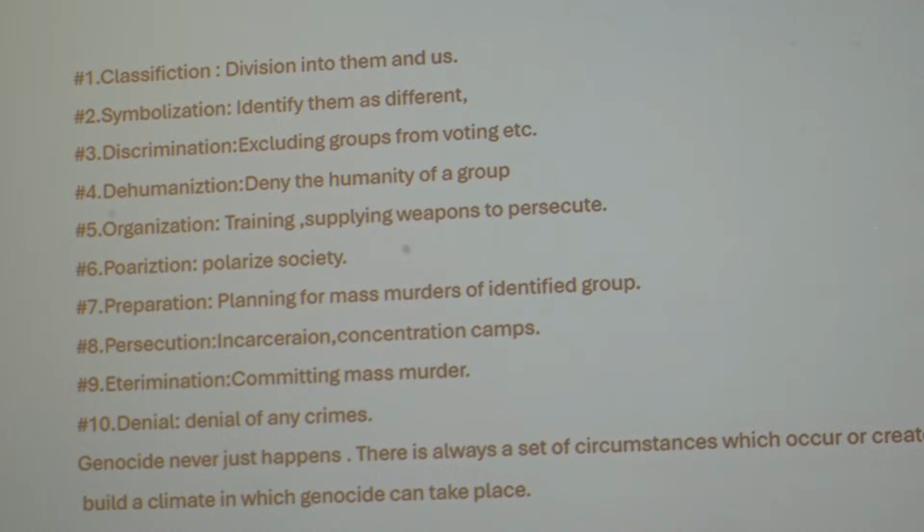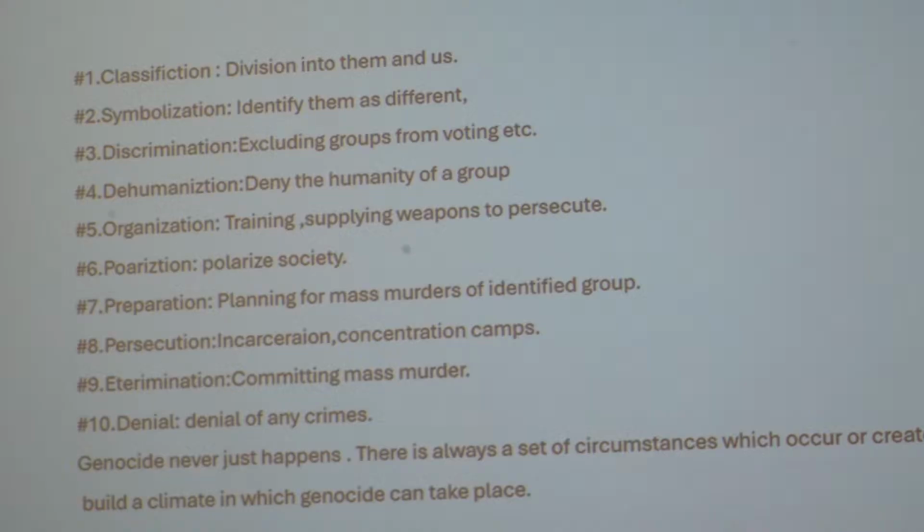So the last: genocide never just happens. It's not an accidental thing. There's always a set of circumstances which occur or are created to build a climate in which genocide can take place. So please remember the last one, genocide doesn't happen accidentally. It's planned and executed. And it'll be pertinent to our discussion going on. So I will stop here.